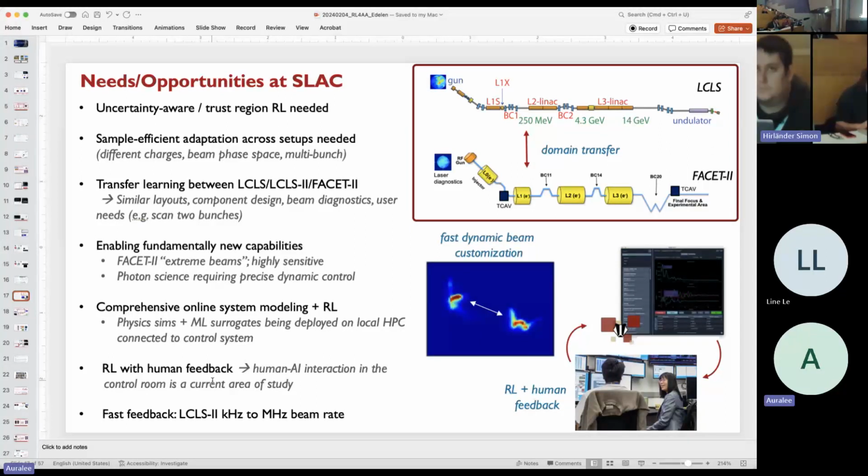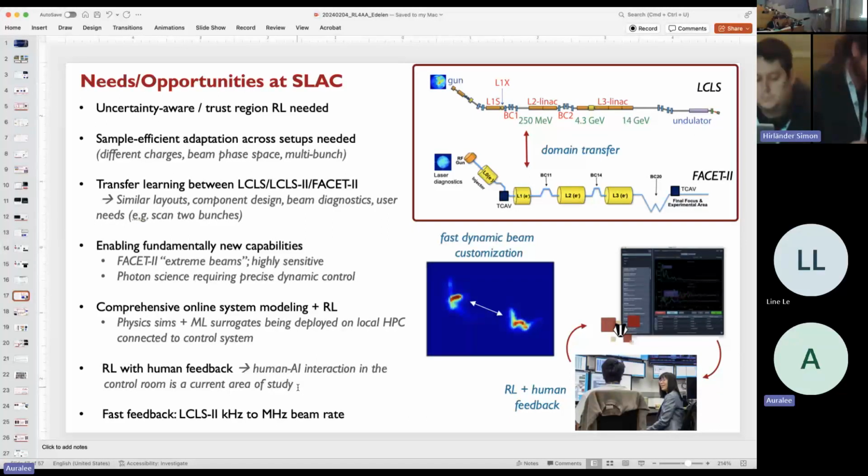Another area that we've started looking into is human-AI interaction. So there's some effort there to try to understand how accelerator operators make decisions, how we can enable human decision making, and also how can we get evaluative feedback from operators to help improve the tuning algorithms that we're deploying. And so there are some interesting opportunities there for RL with human feedback.